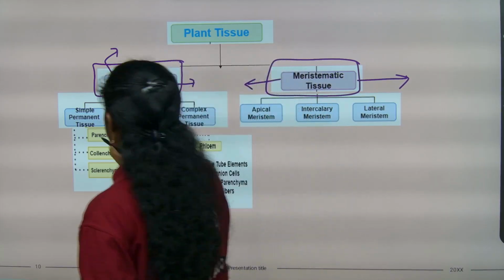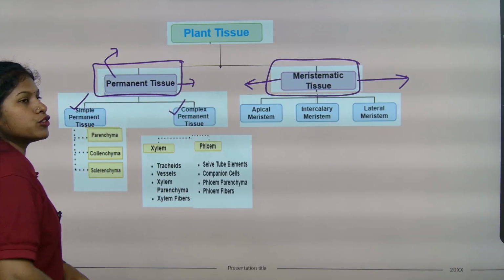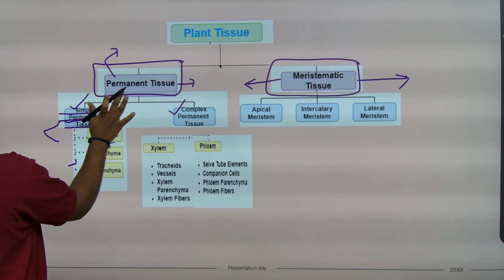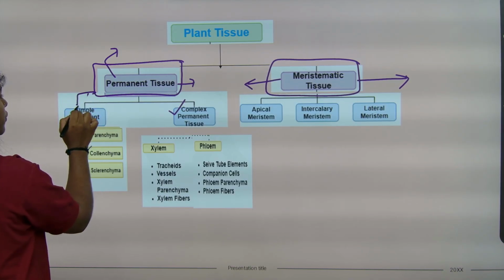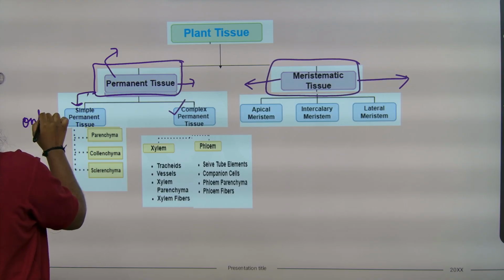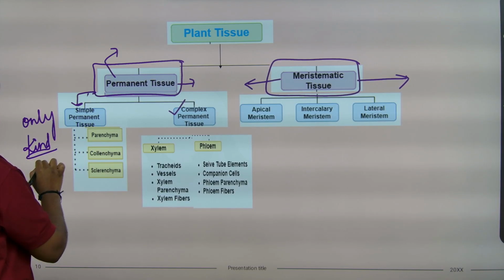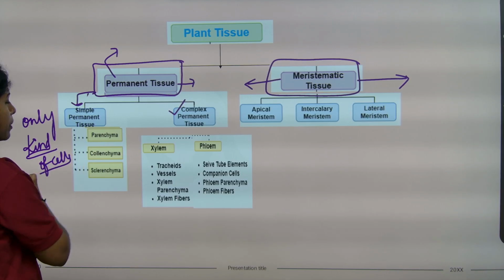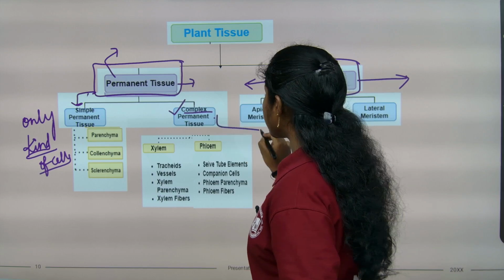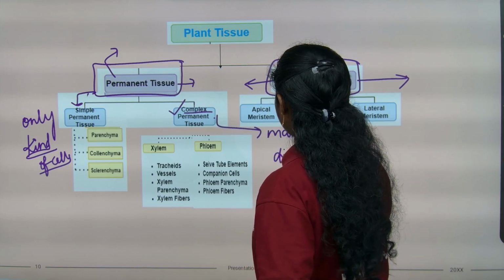These are categorized into simple permanent tissues and complex permanent tissues. What are simple permanent tissues, children? These are made up of only one kind of cells. They are not composed of different kinds of cells. But complex permanent tissue is not like that. The word itself, complex, means they are composed of many different types of cells.